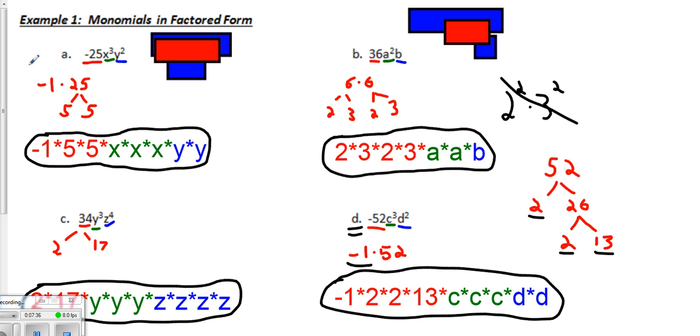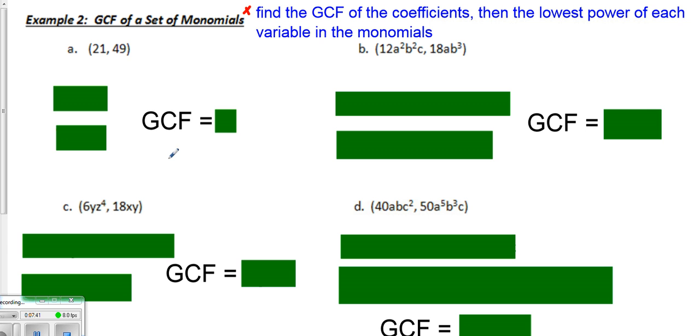So we'll be looking at the monomials in factored form, and using those factors to find the greatest common factor. So for A here, we have the set of numbers 21 and 49, and we need to find the greatest common factor. Well, 21 is 3 times 7. These are the prime factors for it. And 49 is 7 times 7. Obviously, we can notice 7 occurs in both. We just have one 7 in each of them. So the greatest common factor is just 7. Nice and easy.